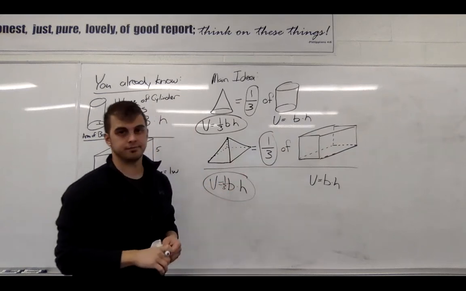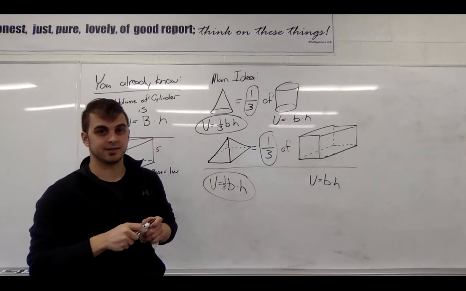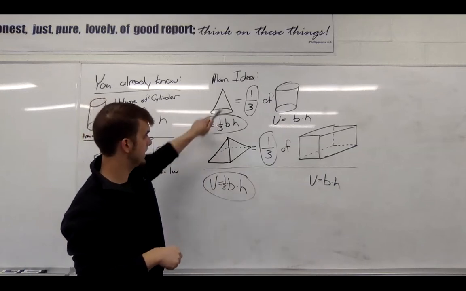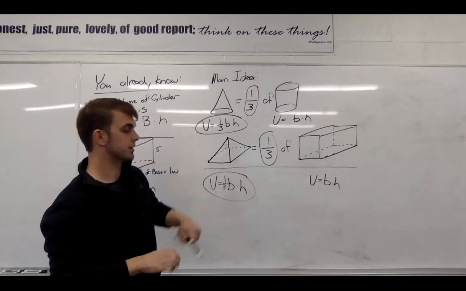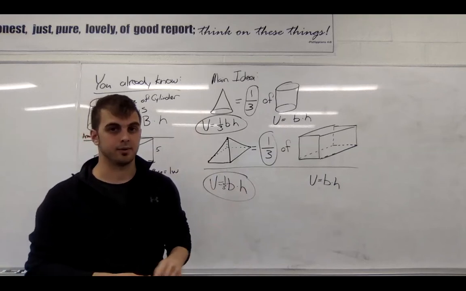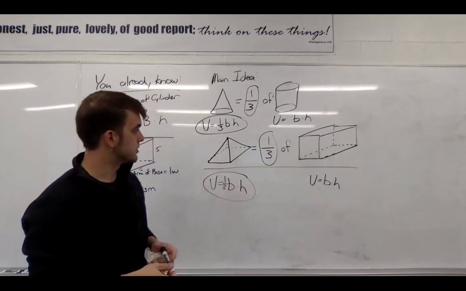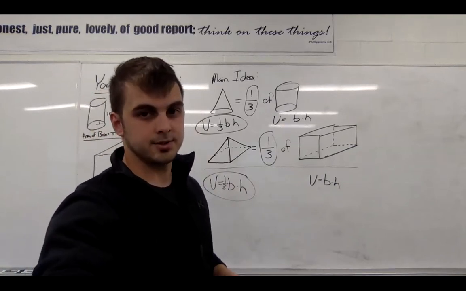So pretty much what this lesson means is in order to figure out this shape and this shape, you throw 1/3 in the formula and figure it out that way. So let me get example 1 and 2 up here and we'll figure those out.